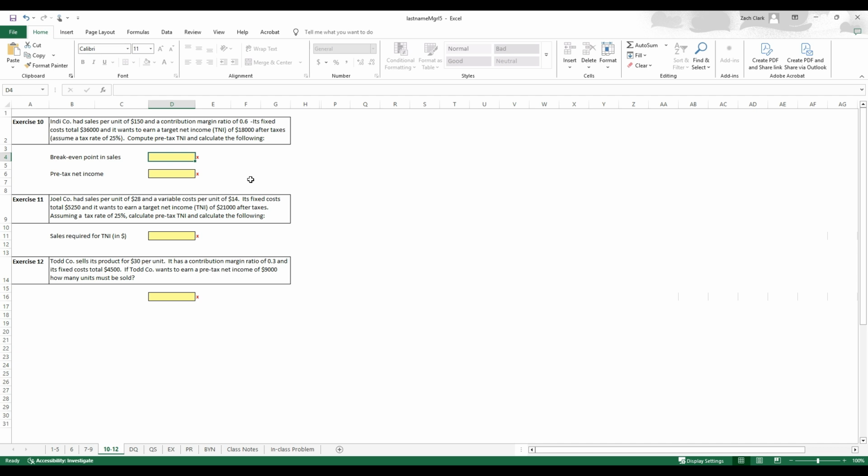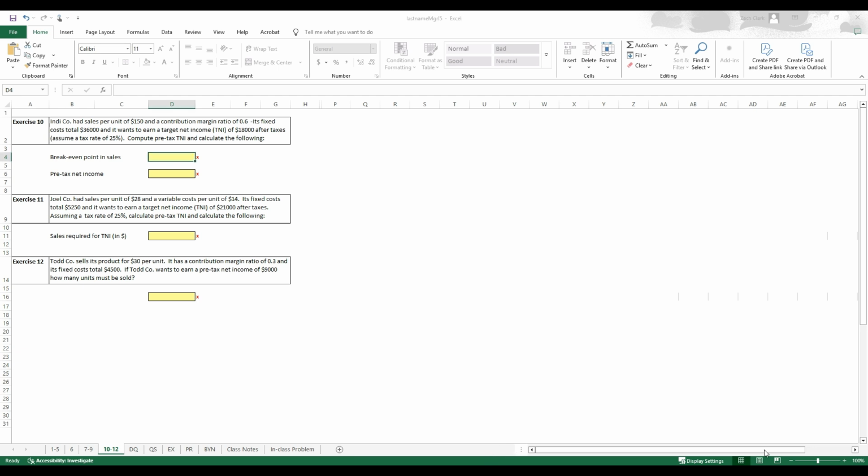Okay, let's go on to exercises 10, 11, and 12. NB Company had sales per unit of $150 and a contribution margin ratio of 0.6. Its fixed costs total $36,000, and it wants to earn a target net income of $18,000 after taxes. Assume a tax rate of 25%. Compute pre-tax net income and calculate the following.